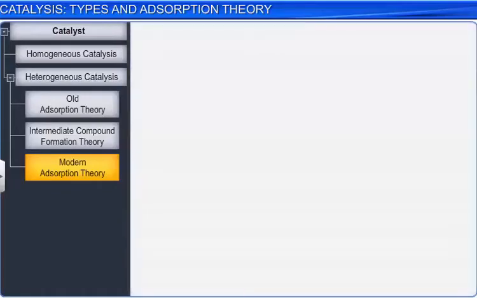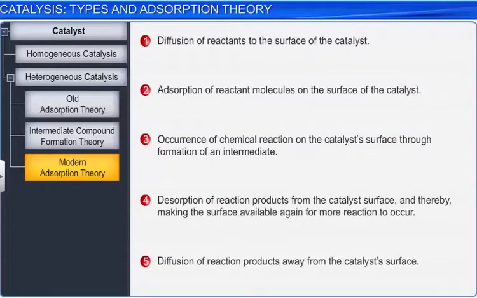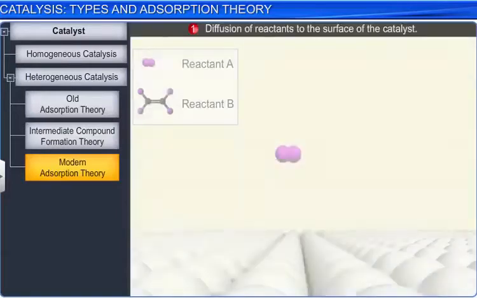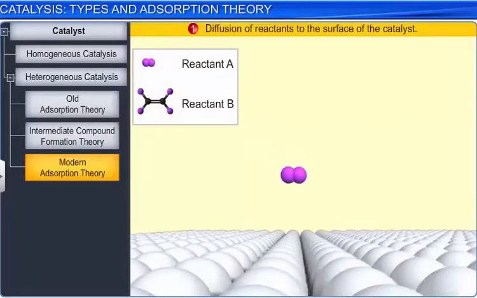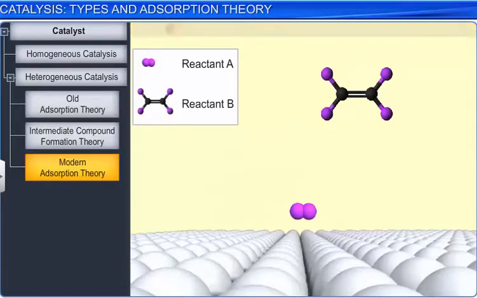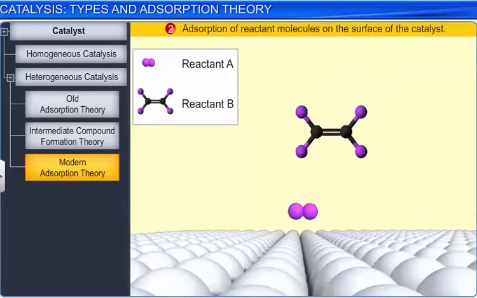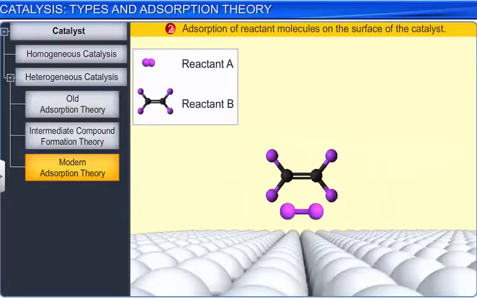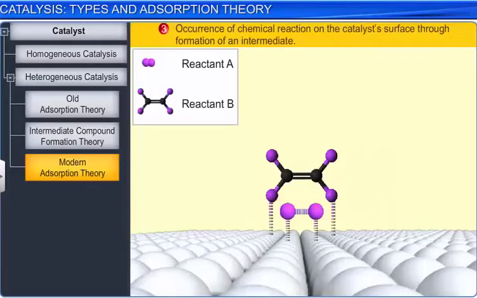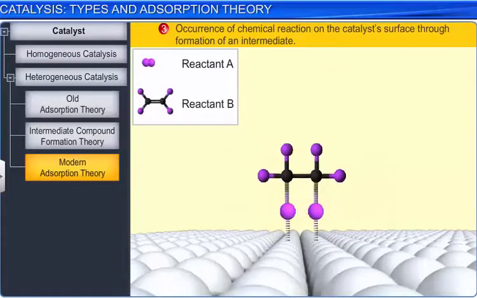The catalysis process involves 5 steps. The first step involves diffusion of the reactant molecules towards the surface of the catalyst. The second step involves adsorption of the reactant molecules on the surface of the catalyst, followed by the formation of weak bonds with the catalyst due to the presence of free valencies. The third step involves a chemical reaction between the reactants and the catalyst, forming a complex that is essentially the product attached to the catalyst.